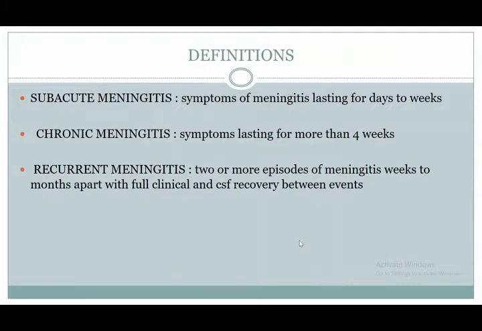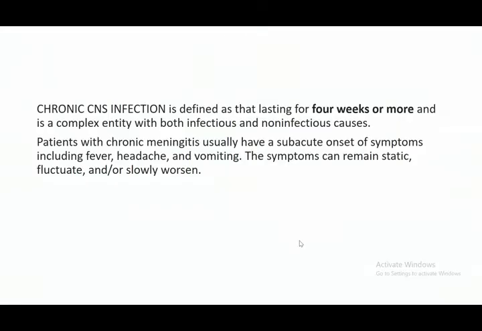What is subacute meningitis? It is meningitis with symptoms that last for days to weeks. Chronic meningitis has symptoms that last for more than 4 weeks. This is what will be discussed today. And recurrent meningitis is meningitis in which there are at least 2 episodes, weeks to months apart, with full clinical and CSF recovery between those attacks.